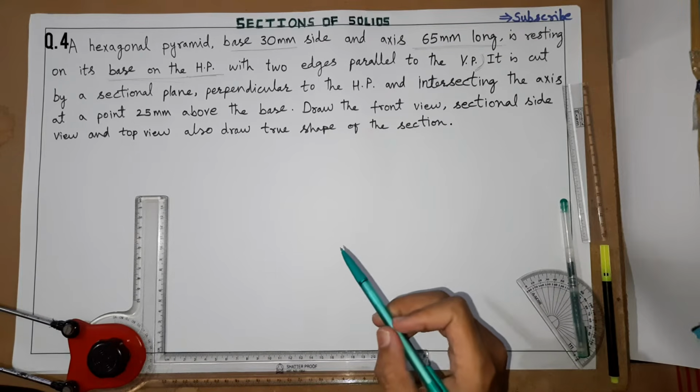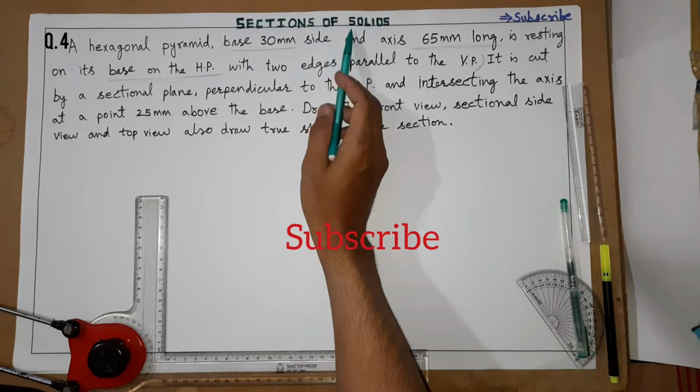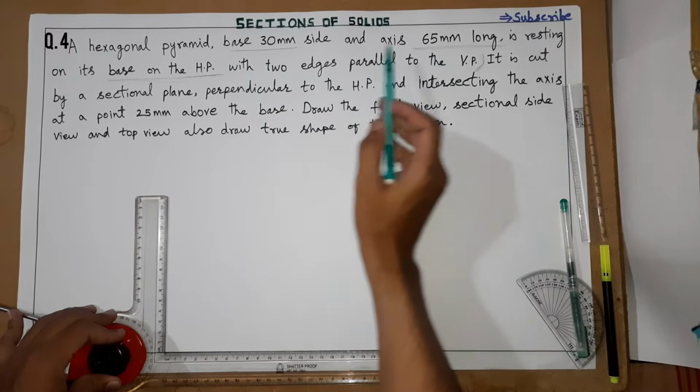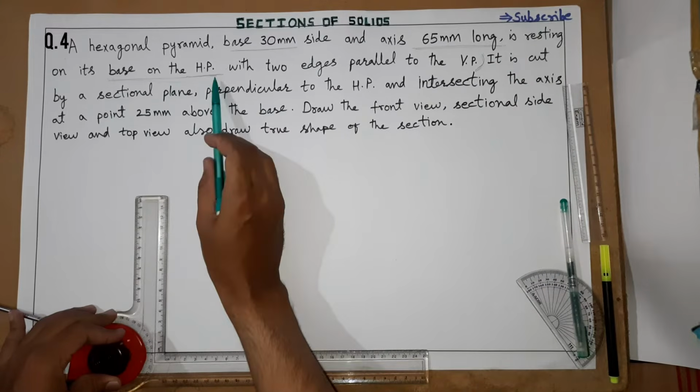In this video we will see a new problem on hexagonal pyramid related to sections of solid. So what does the question say, let us see. Hexagonal pyramid, base 30 mm side and axis 65 mm long, is resting on its base on HP.